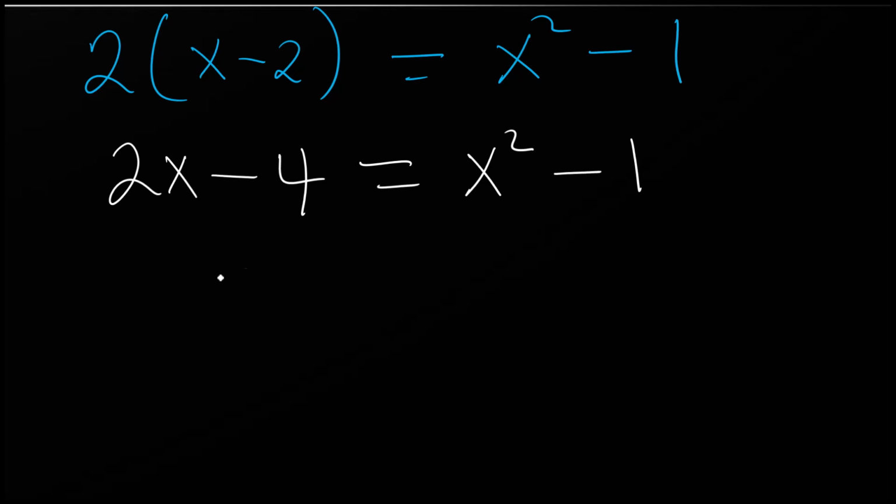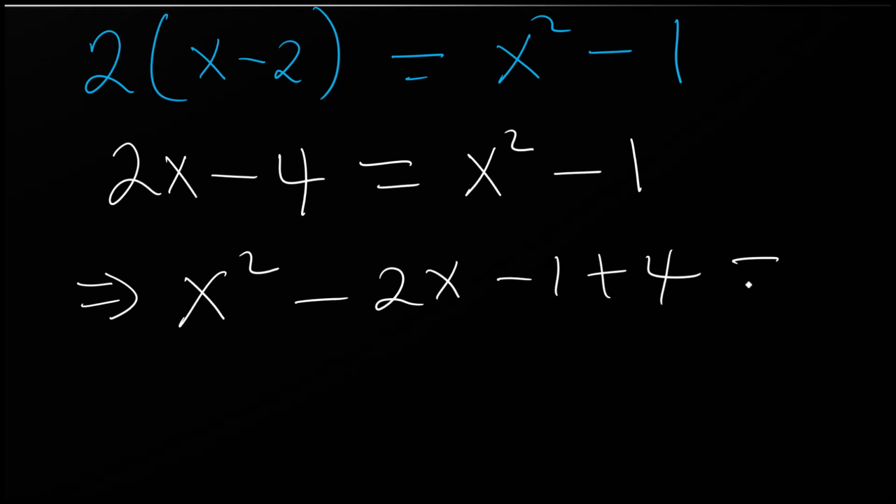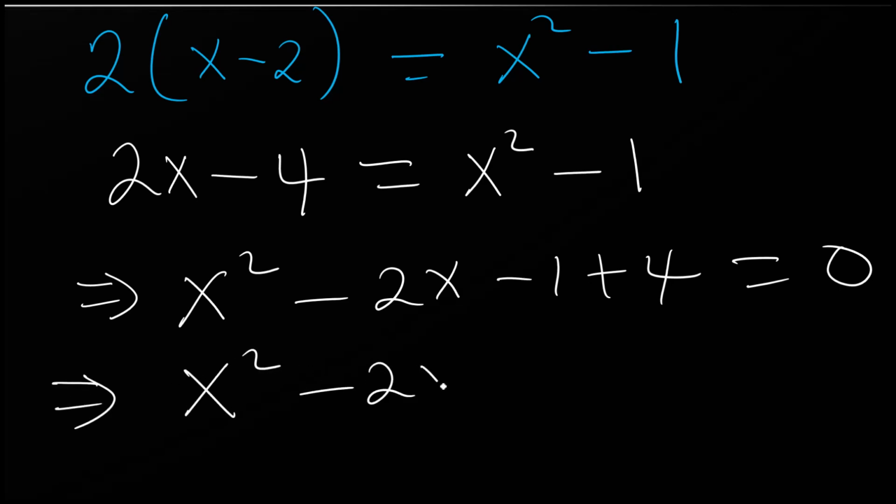So let's arrange this as a quadratic. So we have x squared minus 2x minus 1 plus 4 equals 0. So x squared minus 2x plus 3 equals 0. So let's complete the square of this one.